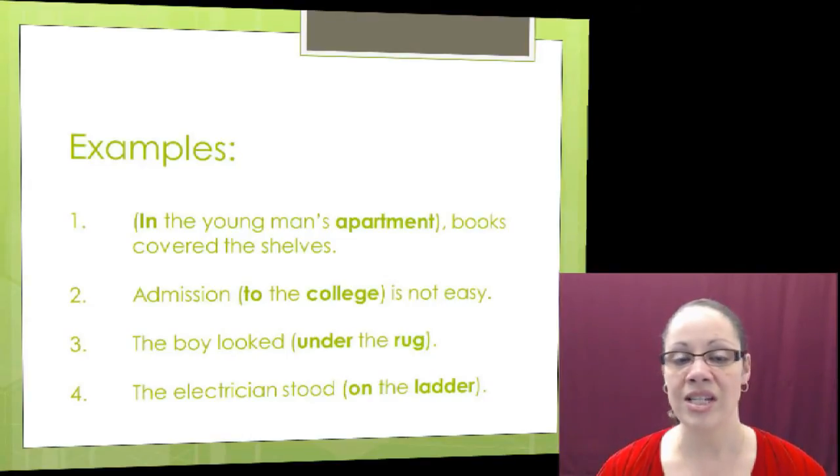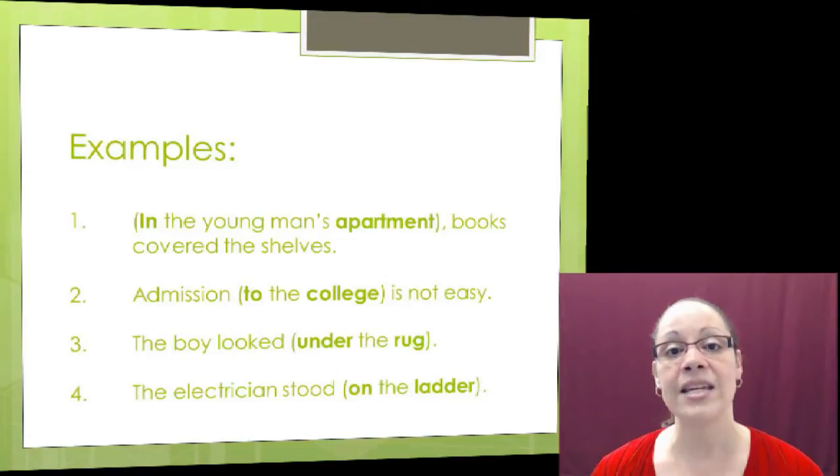Admission to the college is not easy. Is is my linking verb. We learned about linking verbs in part number 2 of this module, so we're able to identify is as our verb of the sentence. Admission is, so admission is the subject. Now I have to the college in parentheses because to the college is my prepositional phrase. To is my preposition that begins the phrase. College is my object, which is my noun, that ends the phrase.